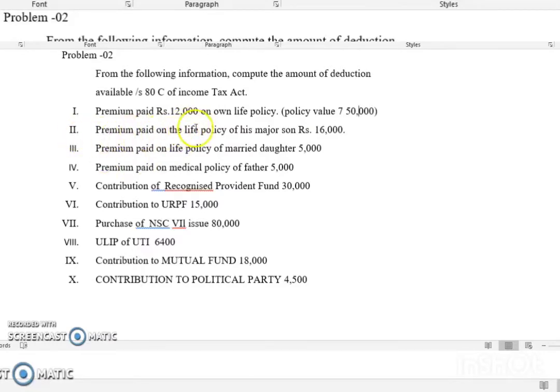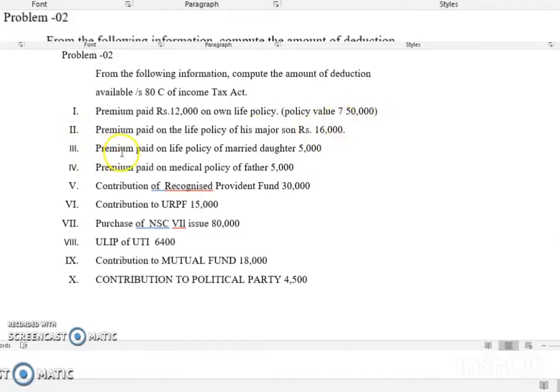Second one, premium paid on life policy of his major son, 16,000. When a person claims any amount under 80C, we can consider spouse and children, that is husband and wife, son and daughter. No other things we can consider. Here it is son. If he is a major son or minor son, it won't affect our calculation. Since he is a son, we are considering this 16,000.